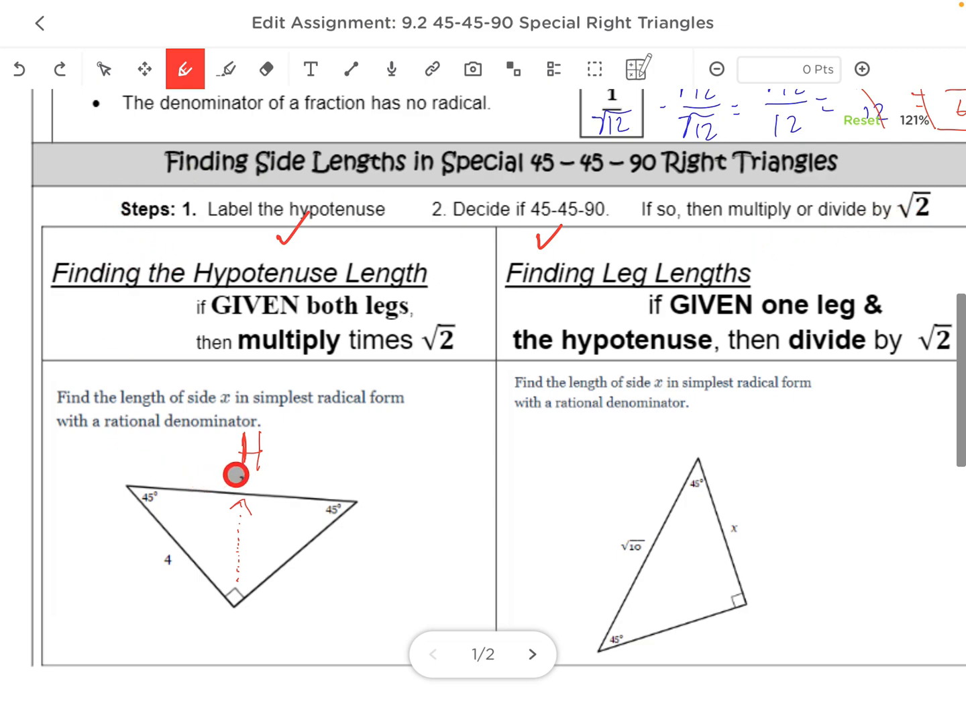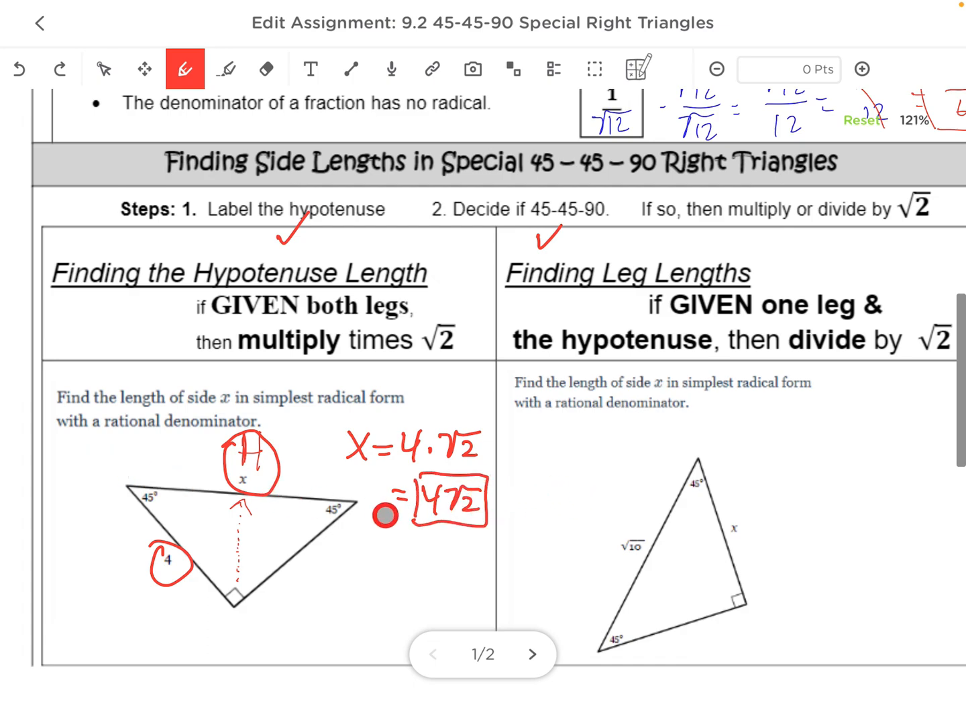So if we're trying to find the hypotenuse, right, that tells us we're finding the hypotenuse, then we need to multiply times square root of 2. Okay, so x is going to be equal to the leg multiplied times the square root of 2. So I'm going to say 4 times the square root of 2, which is just 4 square roots of 2. And that is my answer.